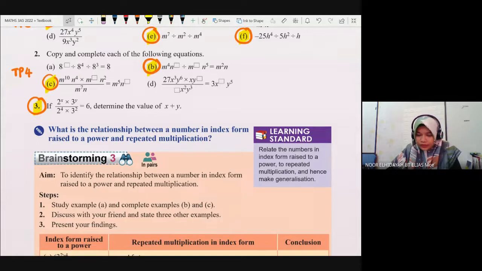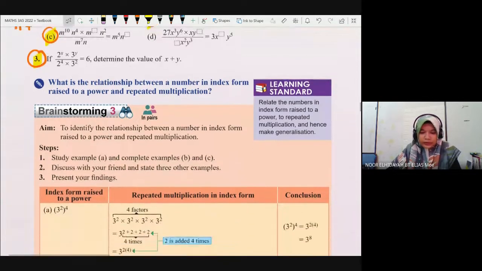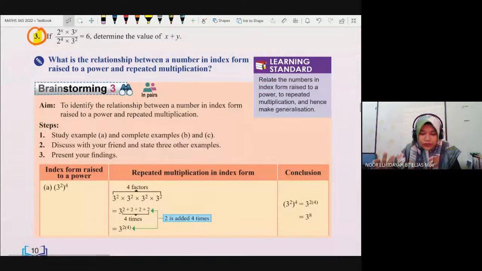Now we continue sikit lagi. Okay, macam cikgu kata, cikgu nak selesaikan 2 lagi law of indices. Tadi kita dah tengok divisions. Now, okay, the next learning standard, relate the number in index form raised to a power.